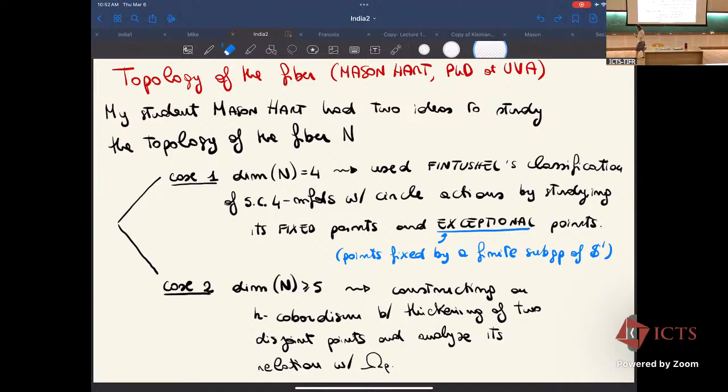But the second point is that Fintushel didn't discuss his classification in the smooth category, because that's not what he was thinking. But actually everything that he is doing can be promoted to the smooth category. You need to look at the invariants defined slightly differently, in terms of tangent spaces. That's what Mason is working on. And by reframing Fintushel's work in the smooth category, he's able to study the diffeomorphism type of the fiber that we also weren't able to study in the other cases. This is work in progress.